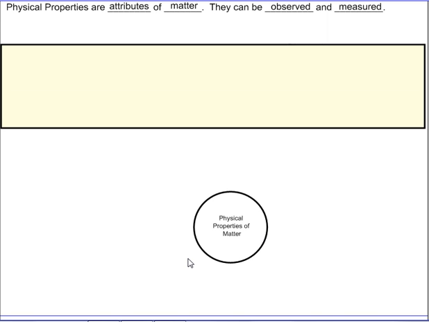So inside the circle that is in the middle of your page, I want you to write physical properties of matter. And today we're going to talk about a couple of physical properties that we're going to concentrate on in class. Know that there are more physical properties than what we just discussed here in this video, but these are the ones that we're going to start with, and these are the ones that we are going to talk about in class this week and next.